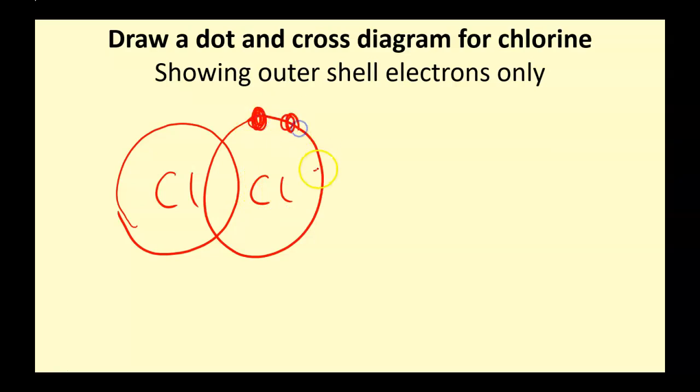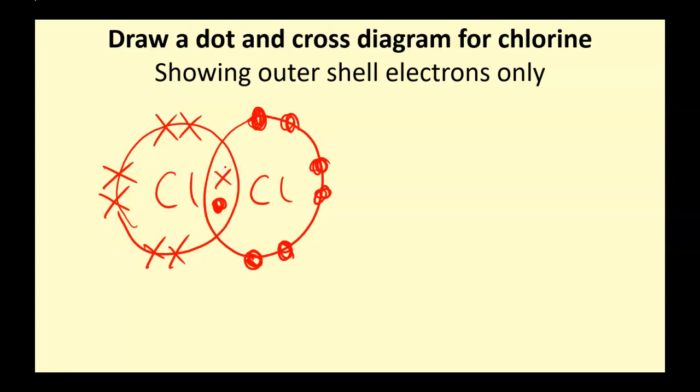1, 2, 3, 4, 5, 6. And the 7th one I'm going to put in here because at the very least it must have 1 shared pair of electrons. Let's do the same for the next chlorine and draw its 7 electrons. 1, 2, 3, 4, 5, 6, and 7.